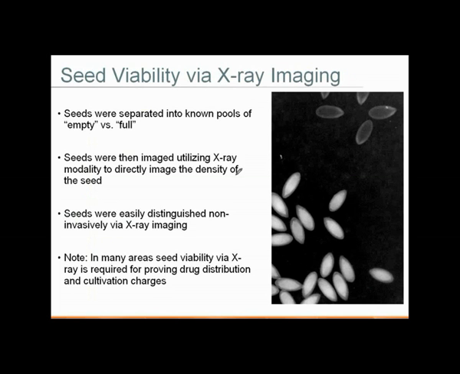Using a similar strategy, but with X-ray, you can look at whether seeds are empty or full of soft tissue. Our system utilizes a very high resolution soft X-ray system. The resolution one can achieve is better than 25 line pairs per millimeter, quite easily on contact, and with geometric magnification you can go even higher. In this case, seeds were separated into known pools of empty versus full seeds, and then imaged using our X-ray technology. As you can see, without having to open up or otherwise destroy these seeds, you can quite easily discern the empty seeds from the seeds that are filled with tissue.